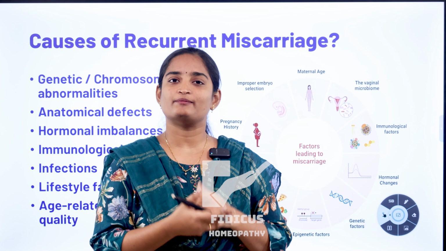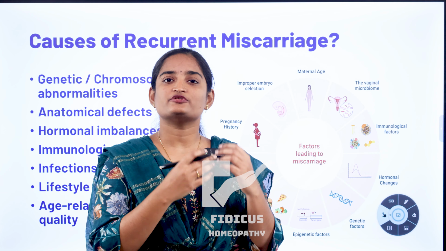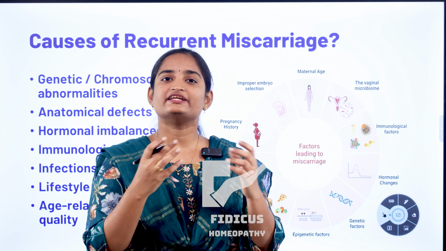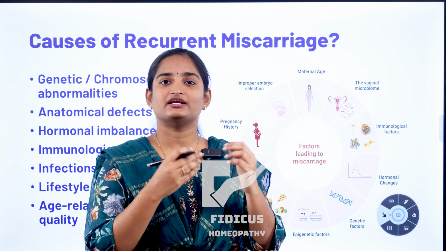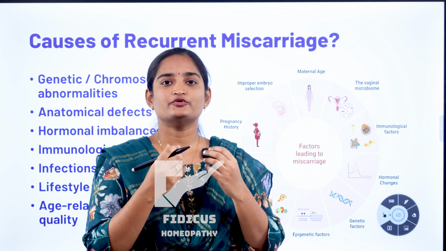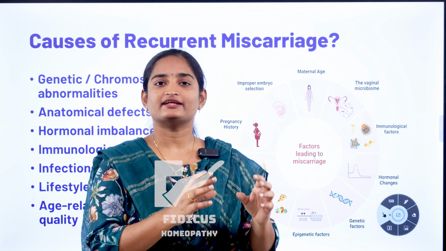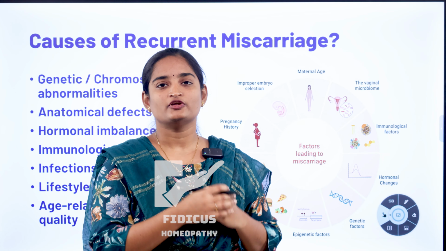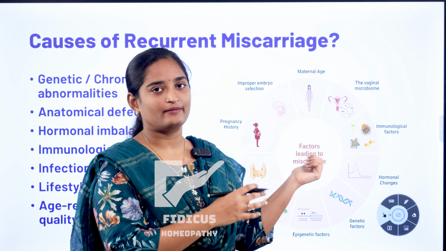Another one is hormonal imbalances. Usually, hormones like progesterone are important in the continuation of the pregnancy. When there is an imbalance in this progesterone hormone, it can lead to repeated miscarriages. Next one is immunological reaction. Usually, our immune system fails in this condition. It recognizes this pregnancy as a foreign body and tries to destroy it. So due to this action, repeated pregnancy loss may happen.